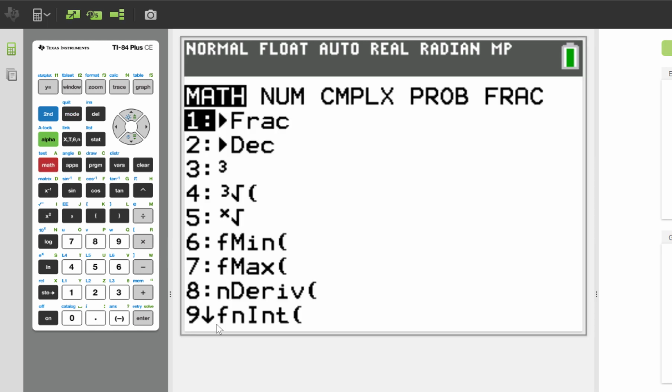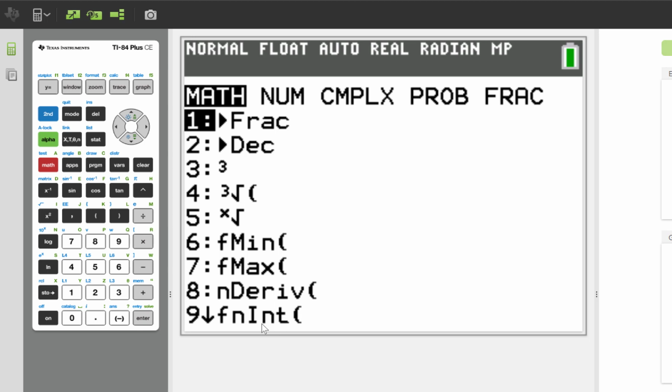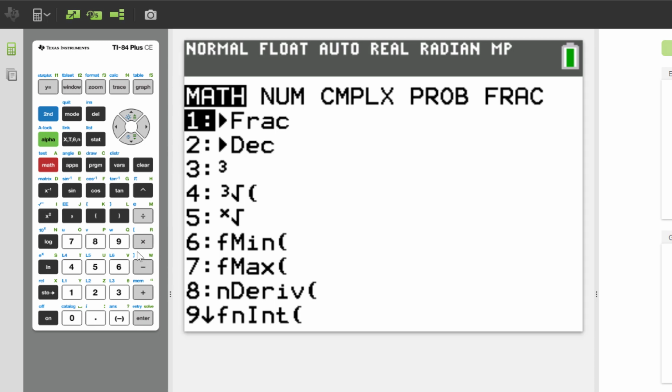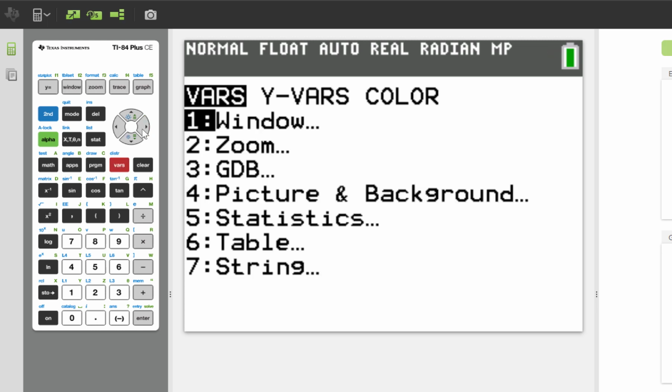And now we're going to go math. We're going to want the number 9 feature. So you're either going to press number 9, or you need to make the cursor land on number 9 and press enter. I'm just going to go ahead and press number 9. Here we have our integral, and we just need to fill in the empty boxes. Our lower limit for this problem is going to be 0. Now press the up arrow key. Our upper limit is 500. And then press the right arrow key to get out of that upper limit.